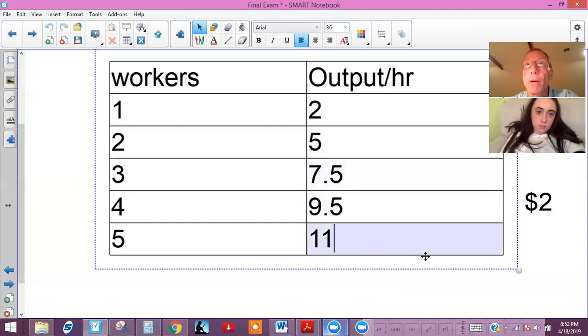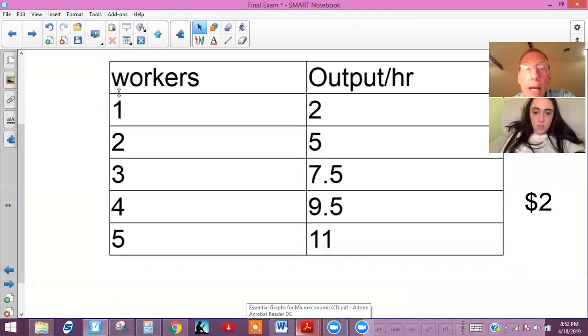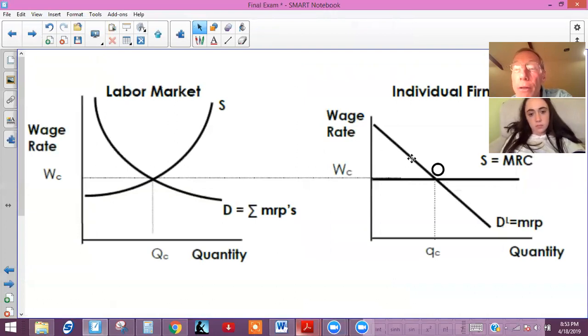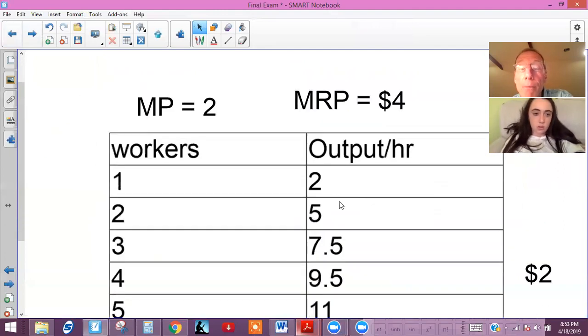So 9.5 plus 1.5 is what? 11, right? So that right there is showing what we're looking at right here. As we hire more workers, the first workers we hire actually have a marginal revenue product higher than the wage, right? Because 3 times 2 is 6. So they're even, but we're still only going to pay them 4 because that's the wage rate.